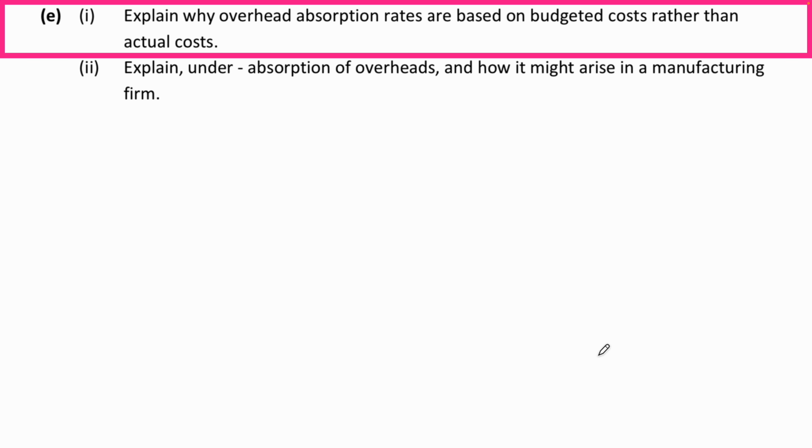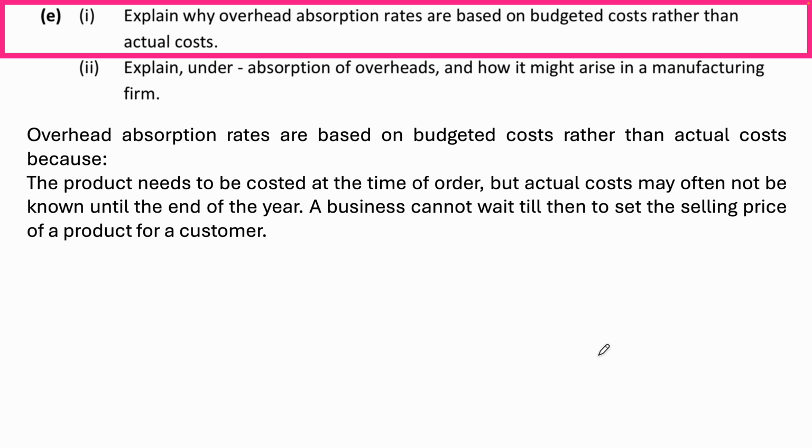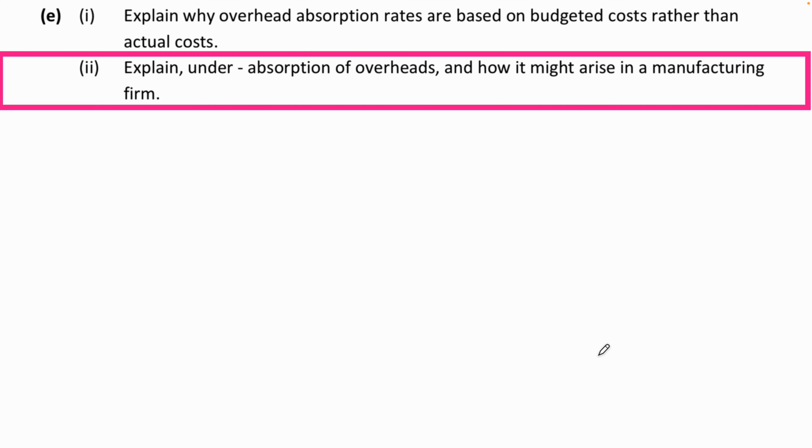So let's take a read at what was in the marking scheme. Overhead absorption rates are based on budgeted costs rather than actual costs because the product needs to be costed at the time of order, but actual costs may often not be known until the end of the year. A business cannot wait until then to set the selling price of a product for a customer. That makes complete and utter sense. Okay? Now, part 2 then, explain under-absorption of overheads and how it might arise in a manufacturing firm.